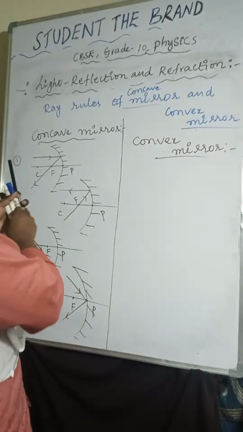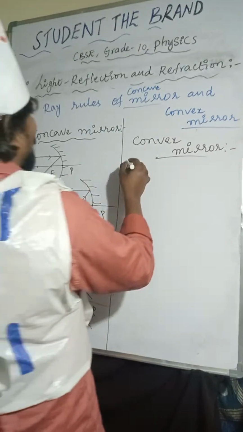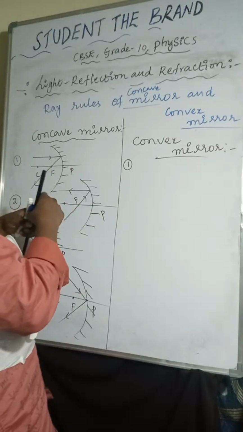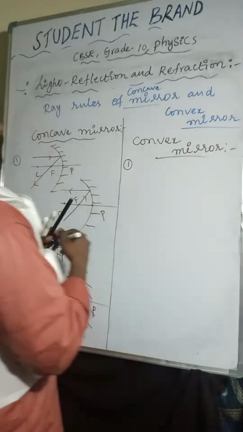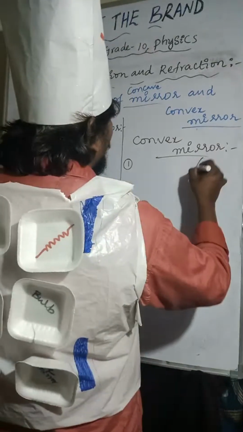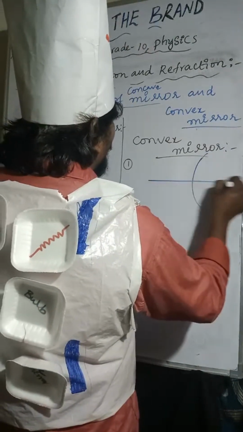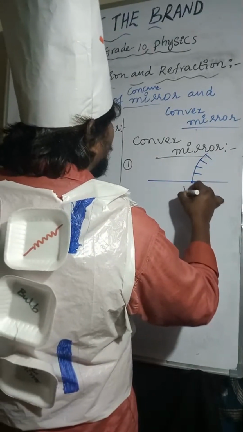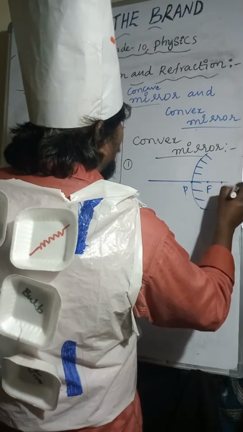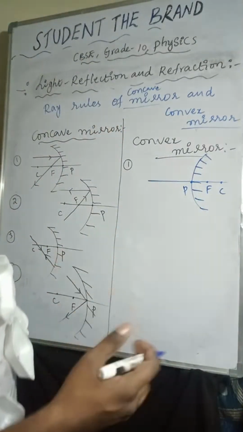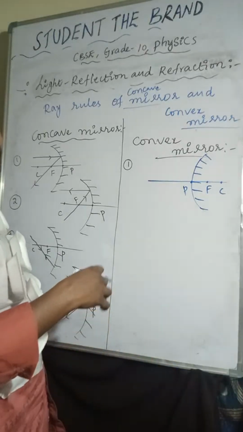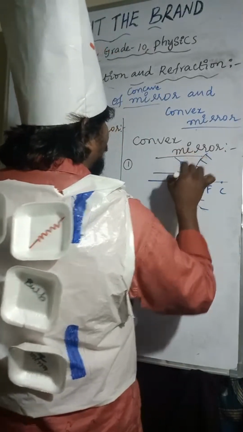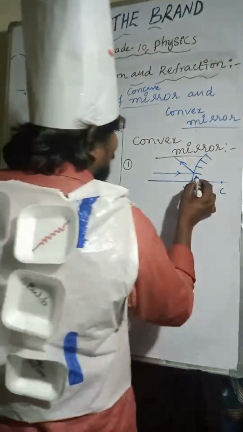Coming to the convex mirror, the diverging mirror, and the concave mirror, the converging mirror. Every time you draw, you have to mention pole, focus, center of curvature. A light ray coming from infinity, after reflection, appears to pass through the focus.